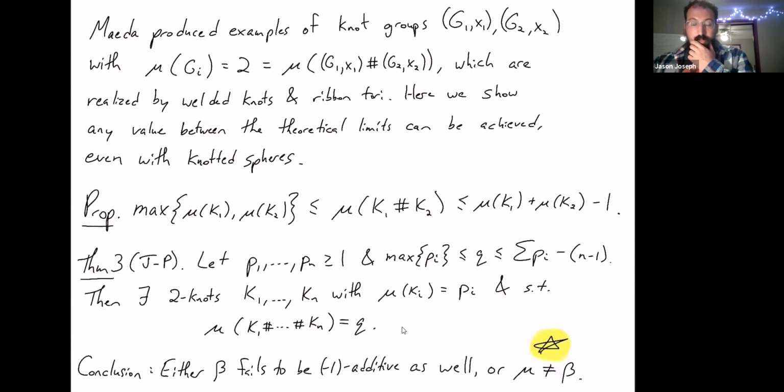So here is the conclusion we can draw. Either the bridge number is equal to Meridional rank and therefore also fails to be -1 additive, or these are examples where the Meridional rank is strictly less than the bridge number. That's what I think happens. But you need something stronger to detect it.